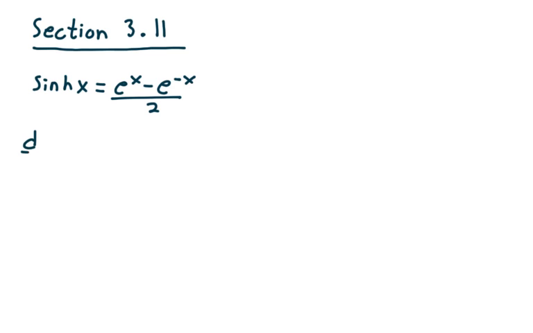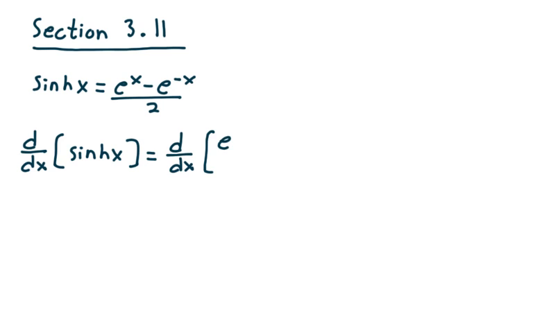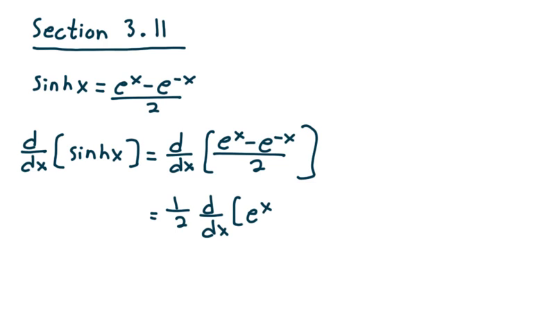Now, I want to differentiate both sides with respect to x. So the derivative of sinh x with respect to x is the same as the derivative of e to the x minus e to the negative x divided by 2 with respect to x. So I'm going to pull a 1/2 out in front, and I get 1/2 the derivative of e to the x minus e to the negative x with respect to x. And so this is 1/2 the quantity.